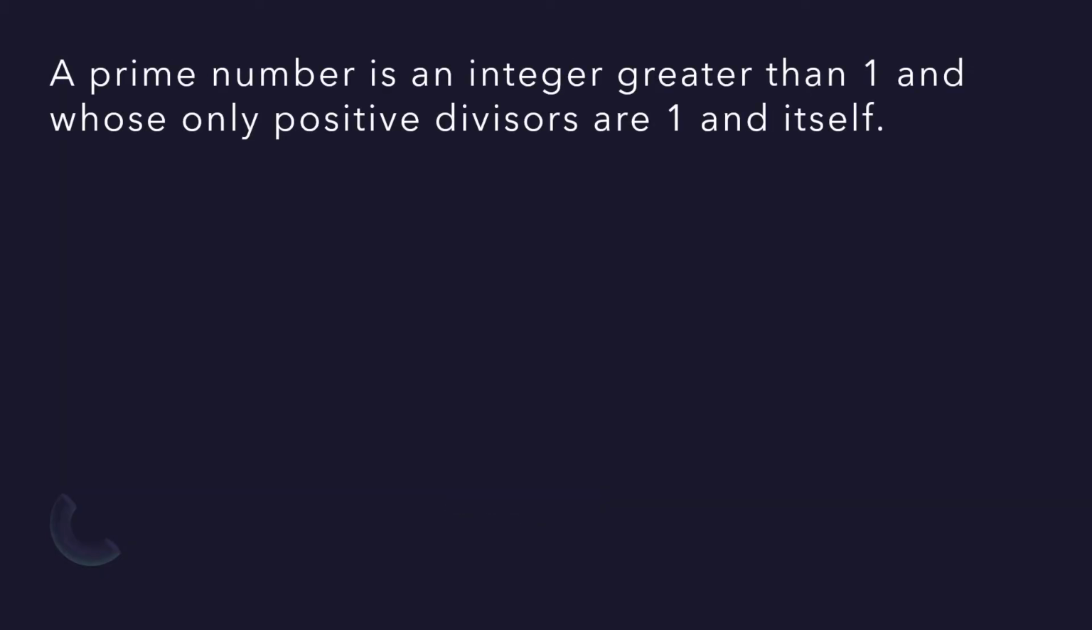Ayan. Then last, a prime number is an integer greater than 1 and whose only positive divisors are 1 and itself. So let's represent x as the prime number. So we do not have a representation for a prime number kasi. So let's just take this as any number. Ayan. Then that's the prime number.